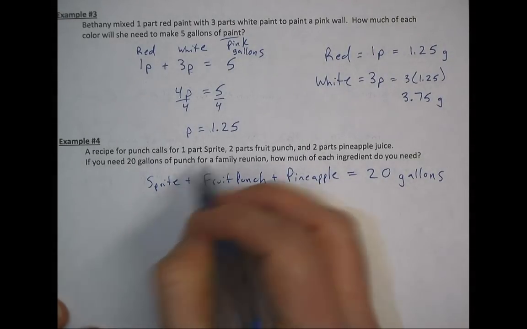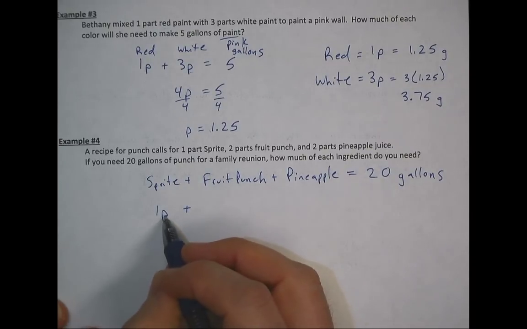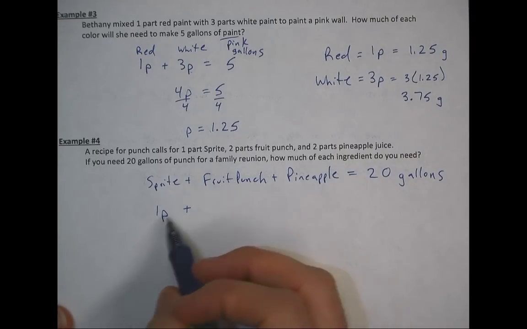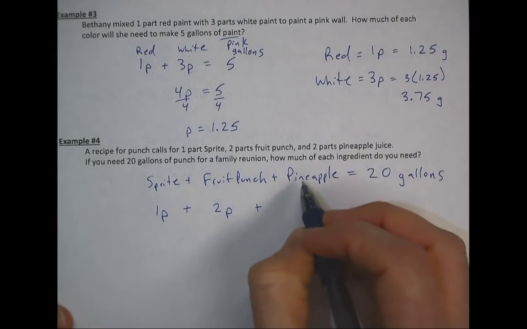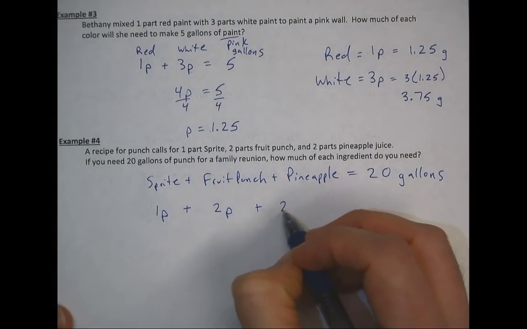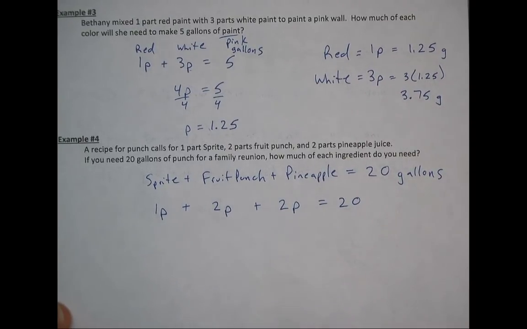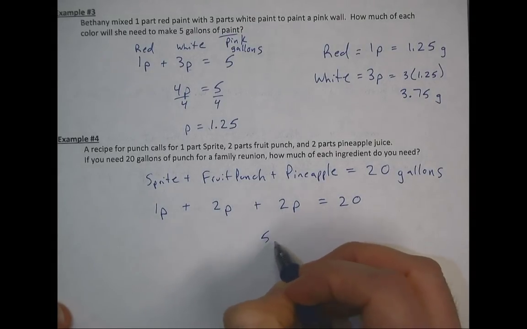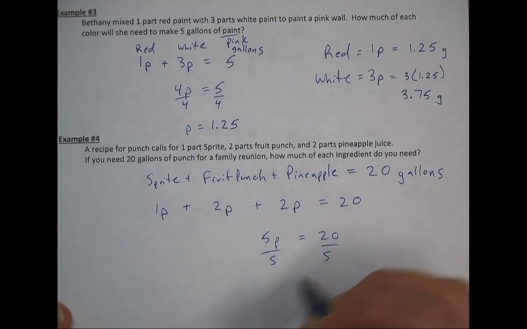So the Sprite we're going to represent by 1 part. And we know that you don't have to write that 1 there, so if you just put P, that would be perfectly fine. We know the fruit punch needs to be twice this amount. So 2P. And we know the pineapple juice has to also be twice that amount, and it's going to equal 20. Quick, solve that equation. So 1, 2, and 2 makes 5P equal to 20. We're dividing by 5. So P equals 4.